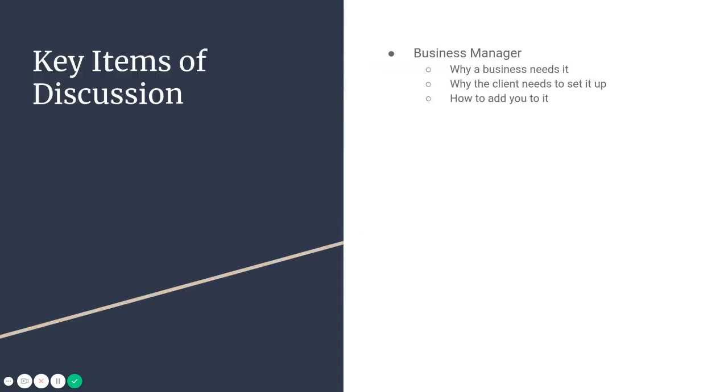So in this masterclass, we are going to discuss a little bit about the business manager, why a business needs it, why the client needs to set it up themselves, and how they can add you to this. We will also discuss the Facebook pixel, what it's used for, how to find it on a website to see if businesses actually have a Facebook pixel installed, and what are the different types of event pixels.